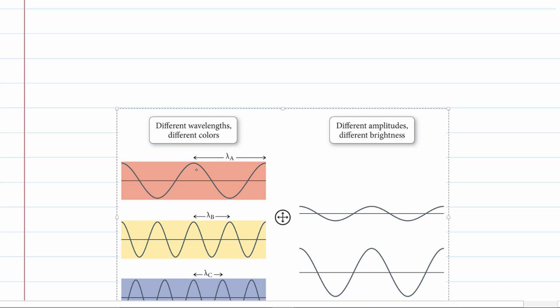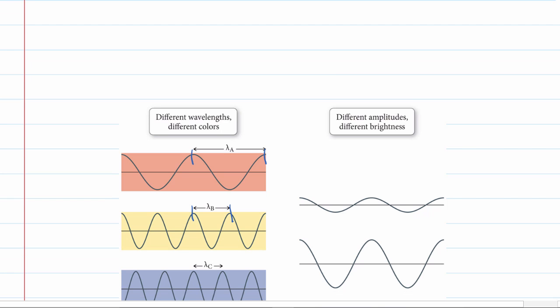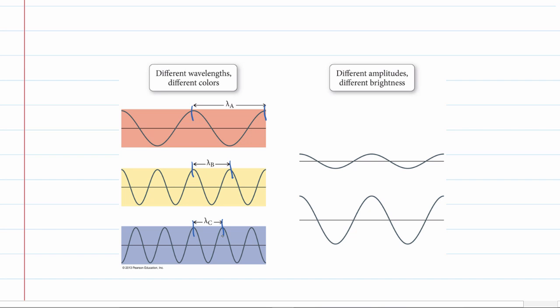We have to define wavelength. We define wavelength as being a distance from peak to peak, or from trough to trough, or basically two identical points from neighboring waves. And so this here represents the wavelength.